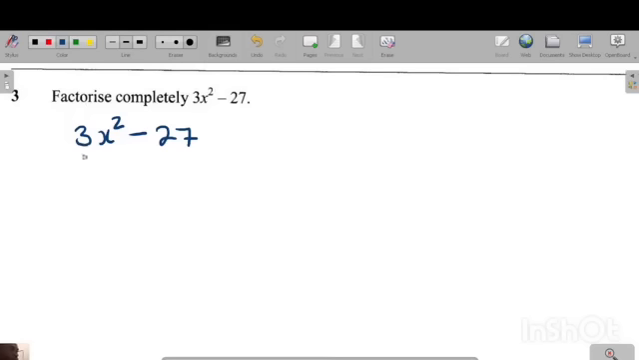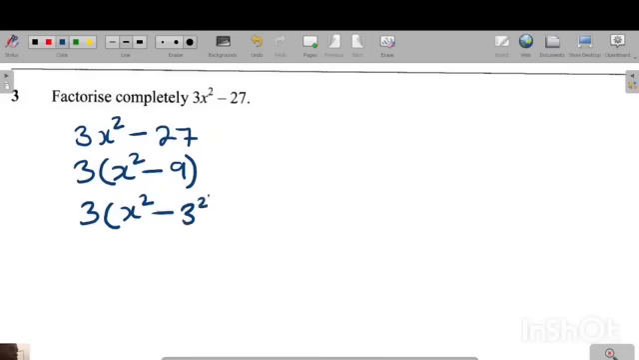And in this case, a 3 is common, so we're going to factor it out like this. So 3x squared divided by 3 will remain with x squared in the brackets. Then negative 27 divided by 3 will have negative 9 here. All right, so we are having 3, then x squared minus 9 can be written as 3 squared.